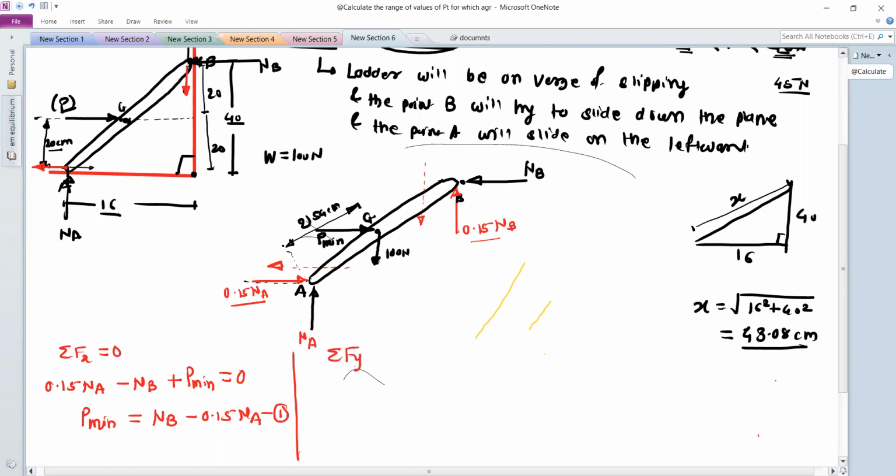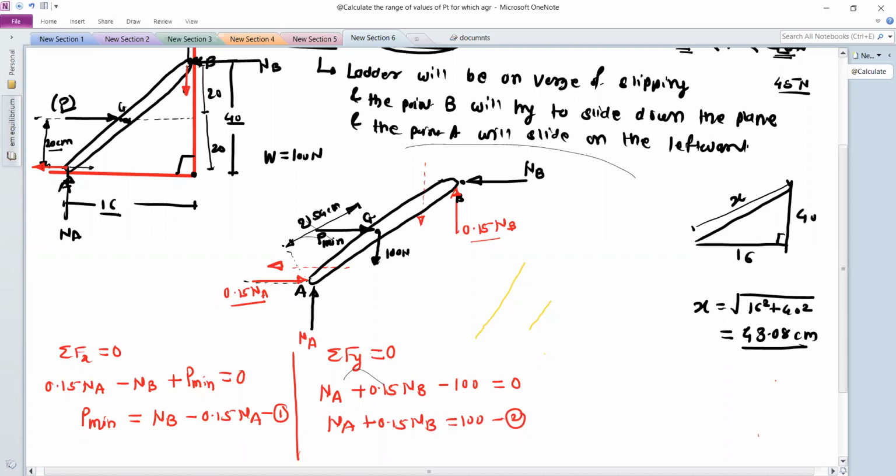Then use summation Fy is equal to 0. For the summation Fy equal to 0, Na is positive, then plus 0.15 NB minus 100. This is equal to 0. So you will get the equation Na plus 0.15 NB. This is equal to 100. So take this as equation 2.